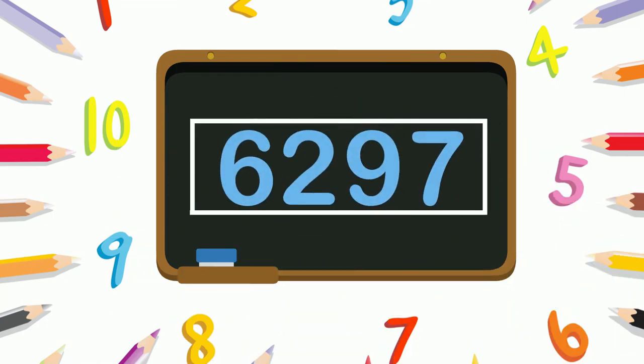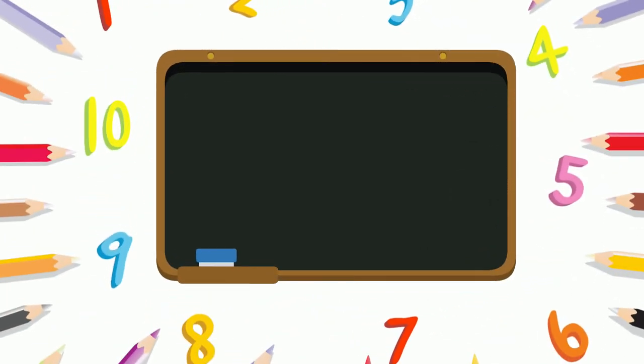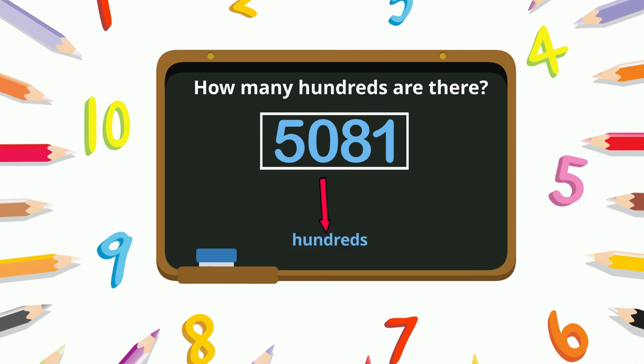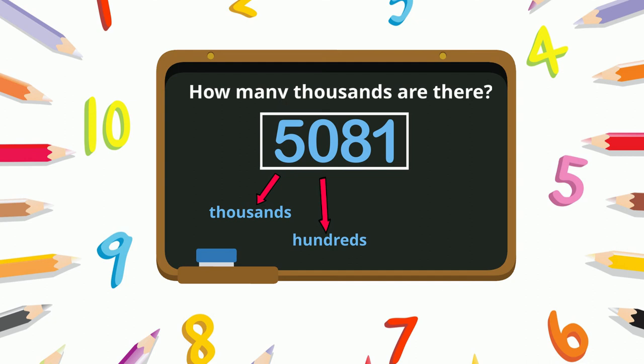Now that you have learned about units, tens, hundreds, and thousands separately, let's see how we identify them in a number. 5081. In this number, how many hundreds are there? 0, as it is third from left, that is the place of hundreds. And how many thousands are there? 5, as it is fourth from the left, that is the place of thousands. Therefore, 5081.